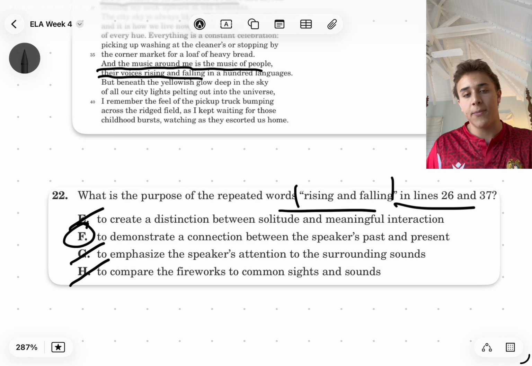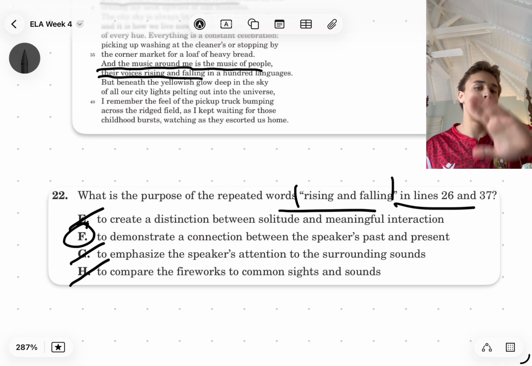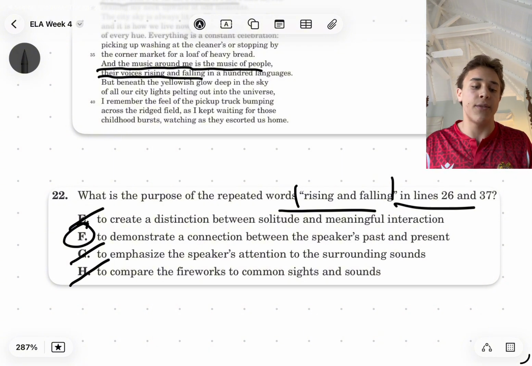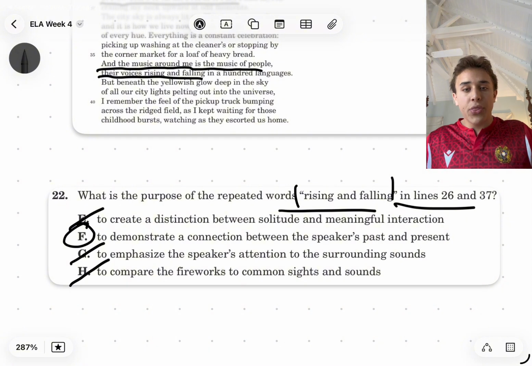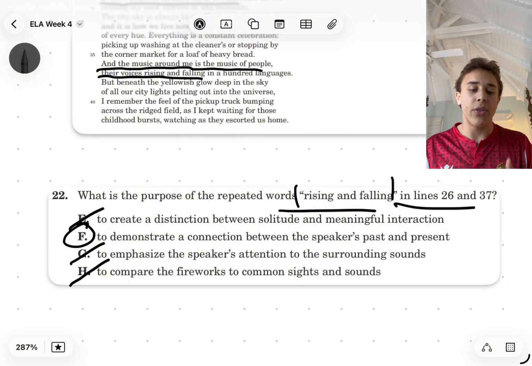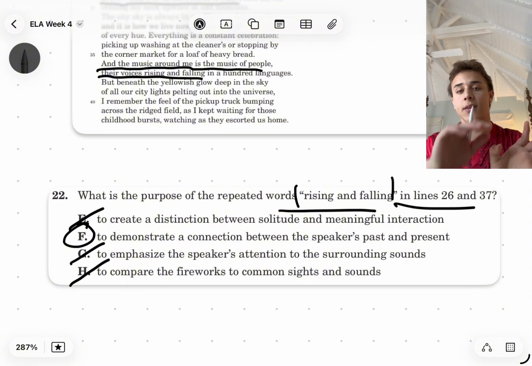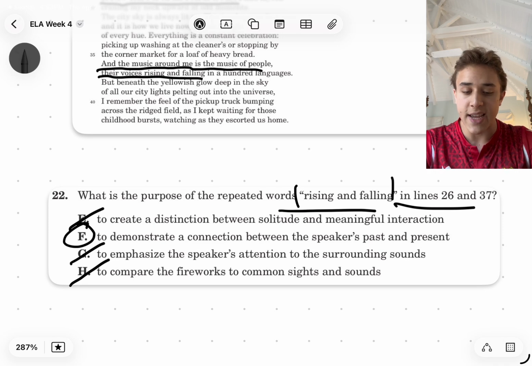And then we look at choice F, and we know that this is correct because it sort of compares the past, the world that the author used to live in, which was crickets and their sound rising and falling, and now the present, which is where the author is now, which is this festival where the people is what's rising and falling. And what threads these two things together is this phrase, rising and falling. This is why this phrase is repeated, and this is why this poetic device is used. It's used to compare the past of the author's life to what's currently happening in the author's life. So the answer to this question is F.